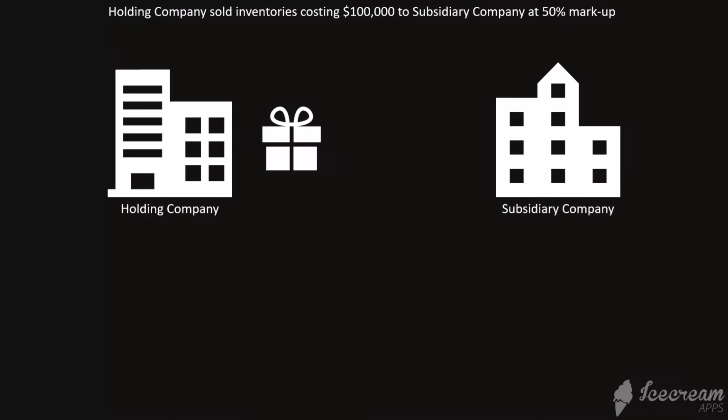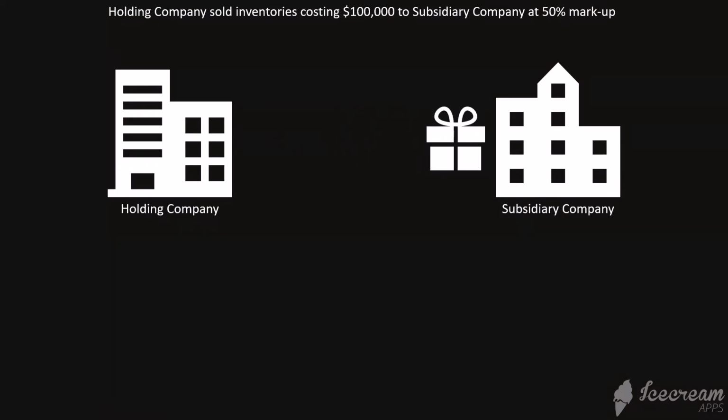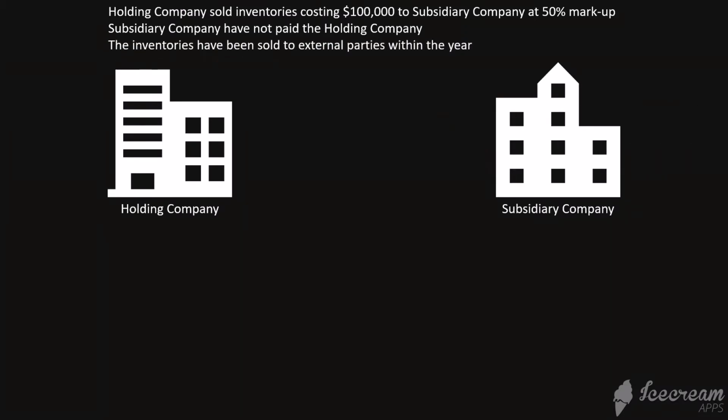The holding company sold goods costing $100,000 to the subsidiary company at 50% markup, meaning at $150,000, obtained by taking 150% multiplied by $100,000. The subsidiary company has not paid the holding company yet, and the subsidiary has sold the inventories to external parties. Let's consider the journal entries the respective companies will enter.